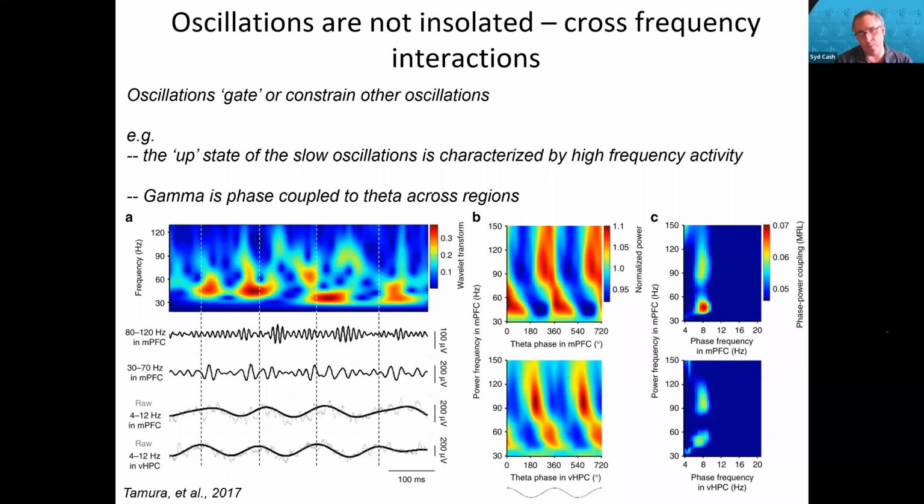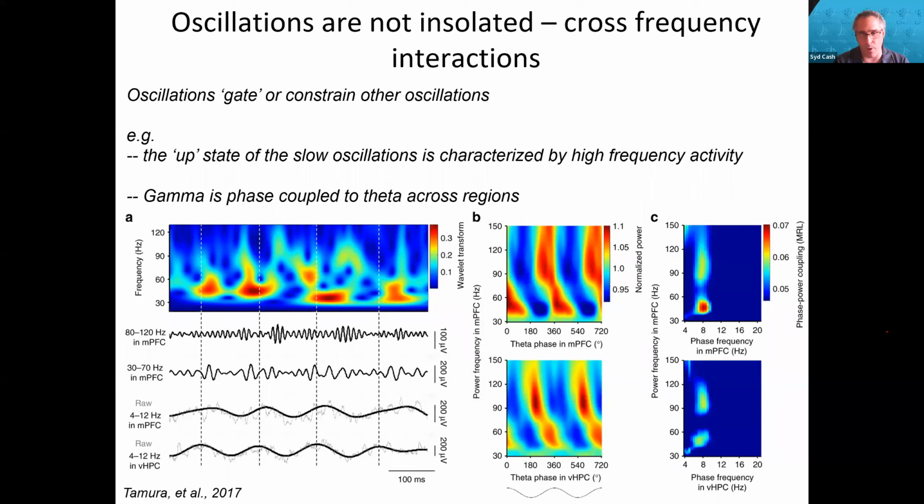Now, as I'm going to wrap up, we talk about these frequencies or oscillations as separate entities. It's important to recognize, and this is something the field has really been exploring much more in the last 5 or 10 years, that there are a lot of interactions between the frequencies. They're not completely isolated events that pop on and off by themselves, but oscillations gate or constrain or sculpt or mold the other oscillations. There are many examples of this. The upstate of slow oscillations, for example, is characterized by high frequency activity and often by spindles riding on top of it, whereas the downstate is quiescent and there isn't a lot of other oscillation. So there's a gating there.